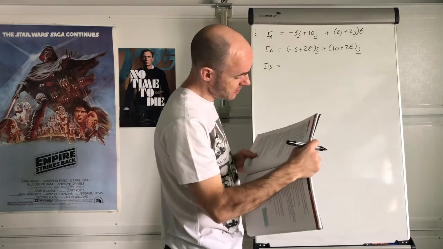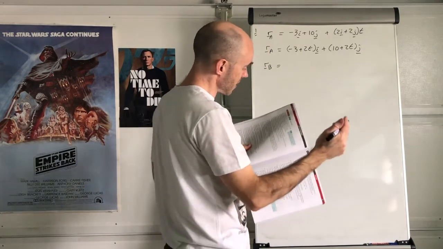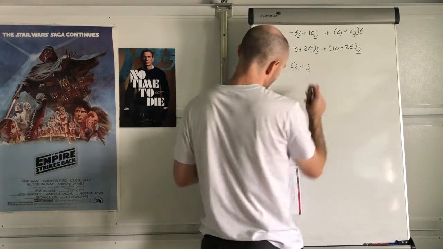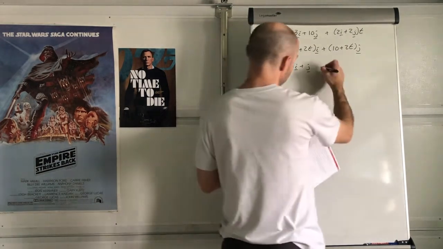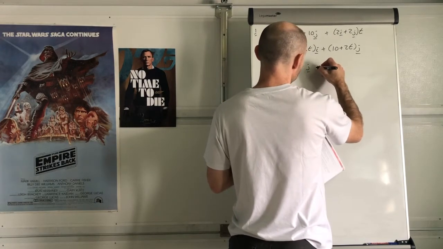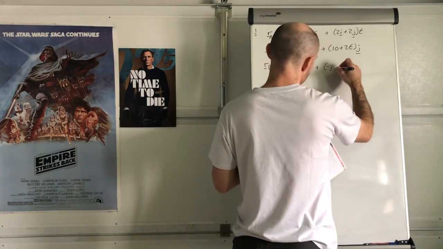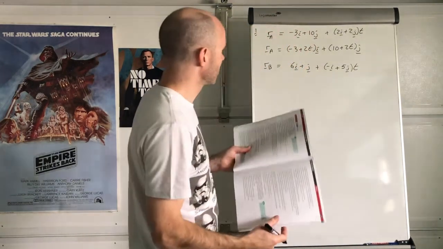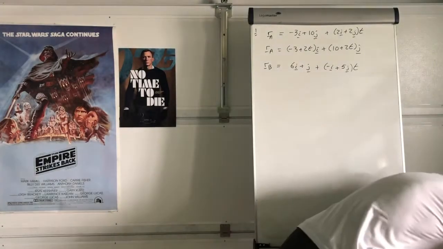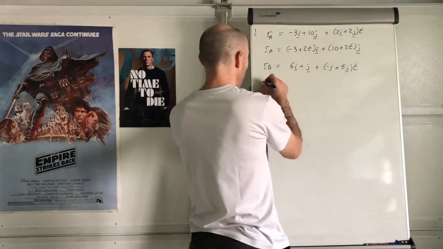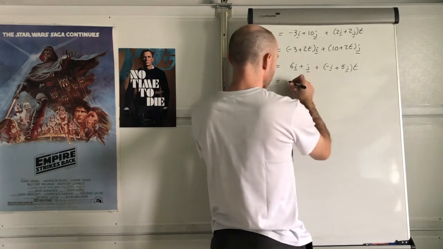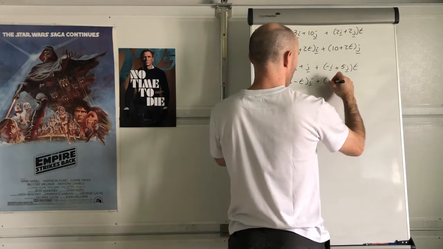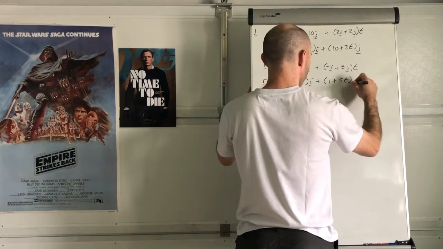Ship B starts with position vector 6i plus j, and then it's got velocity -i plus 5j, multiplied by t. As before, it's better to put this in terms of i's and j's separately. So we've got (6 minus t) i, and plus (1 plus 5t) j.